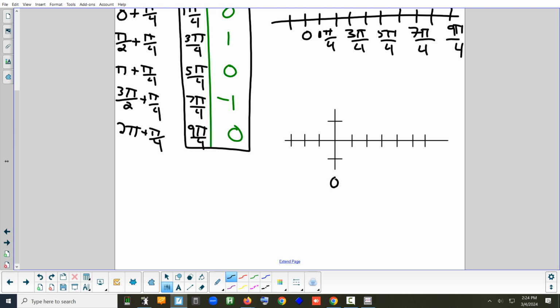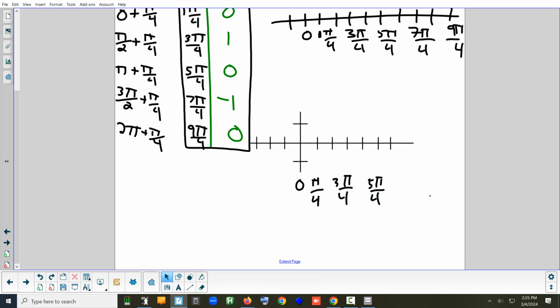So we got 0. This is 1 pi over 4. The next one is 2 pi over 4, but we don't have that one. We go to 3 pi over 4. We don't have 4 pi over 4. We have 5 pi over 4. I need more space, so I'm just going to have to go like this. We don't have 6 pi over 4, but we have 7 pi over 4. We don't have 8, but we have 9. That's how you have to set up your x-axis.